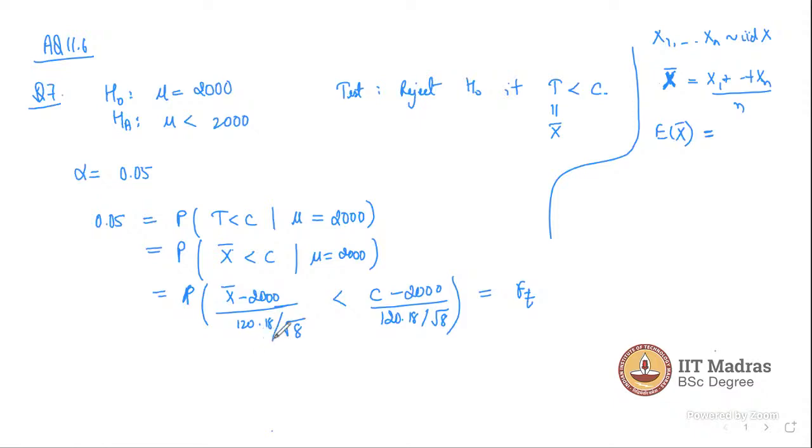Okay, ma'am, I got this. Yeah, try many problems, then it will be more clear. So what does this become? This becomes F_T of, with how many degrees of freedom? It is 9. C minus 2000 divided by 120.18 divided by root 8, and this is equal to 0.05. So what is the t value that is given?